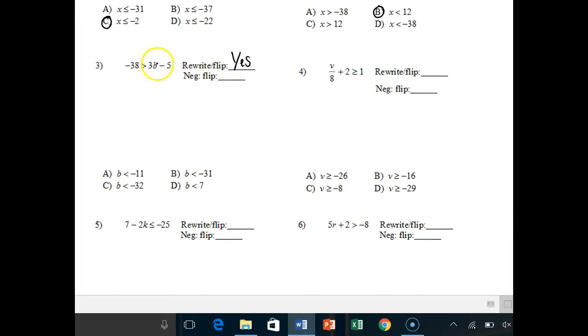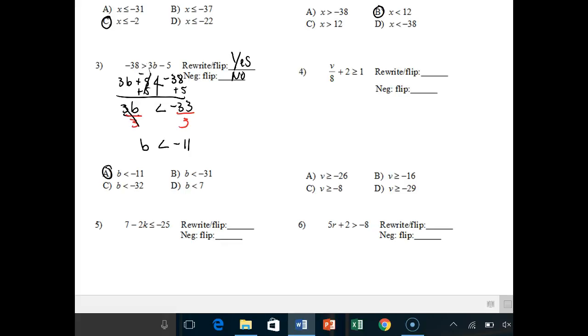Right. Number 3, do I need a rewrite flip? Yes. Is the number attached to my variable negative? No. So I need a rewrite flip. So 3b minus 5 is not greater than, but less than -38. So there's the flip, right? And I already rewrote. So -38. Now I say plus negative, and I go to work. I add 5, those cancel out. 3b is less than -33. Divide by 3, and I get b is less than -11, so A.